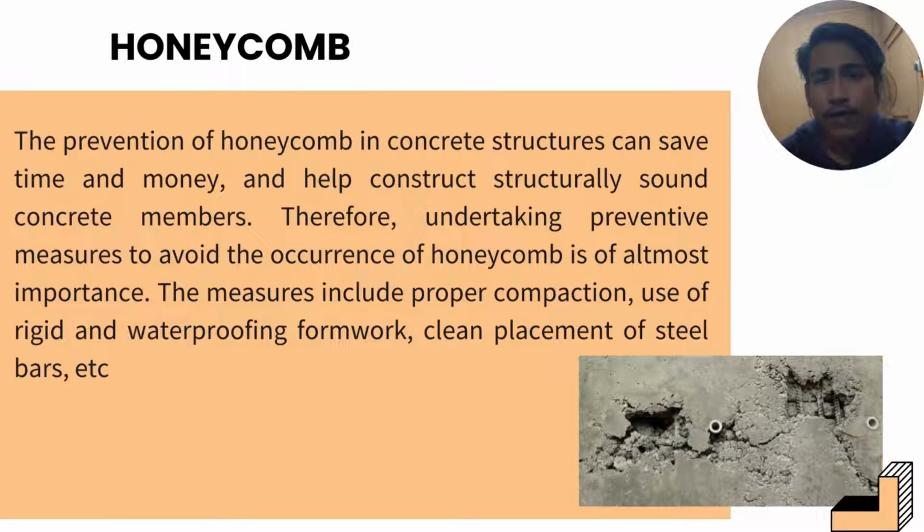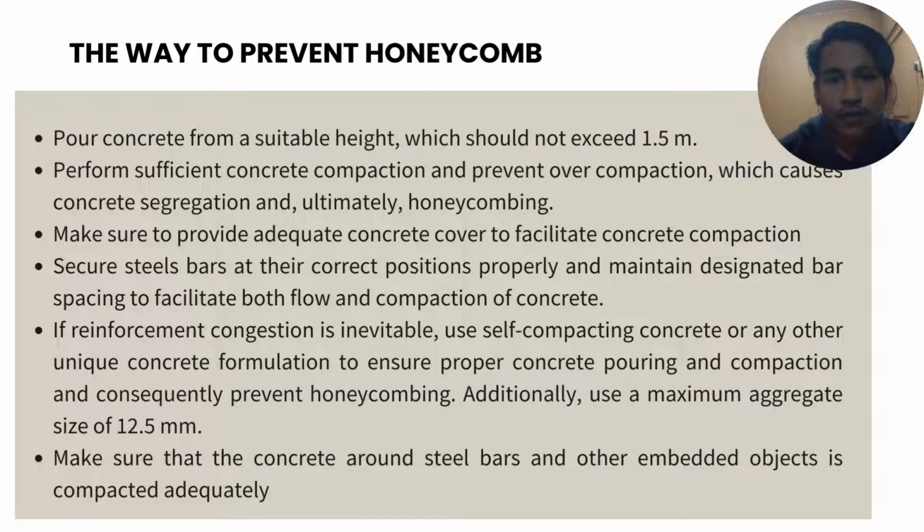And then for the honeycomb, the prevention of honeycomb in concrete structures can save time and money and help construct structurally sound concrete members. Therefore, undertaking preventive measures to avoid the occurrence of honeycomb is of utmost importance. The measures include proper compaction, use of rigid and waterproof formwork, clean placement of steel bar, adequate concrete cover, and others. And then the ways to prevent honeycomb.